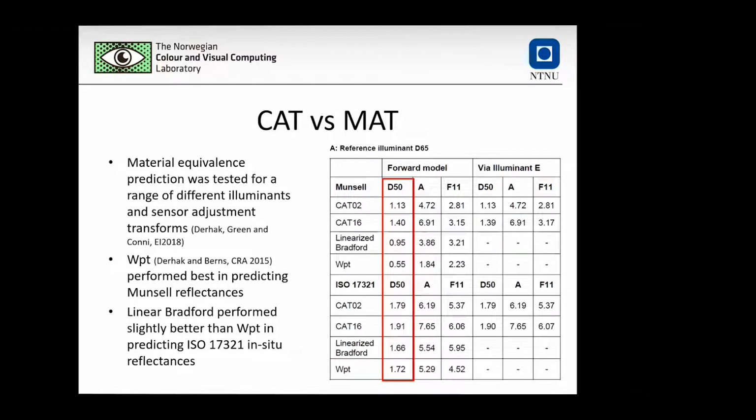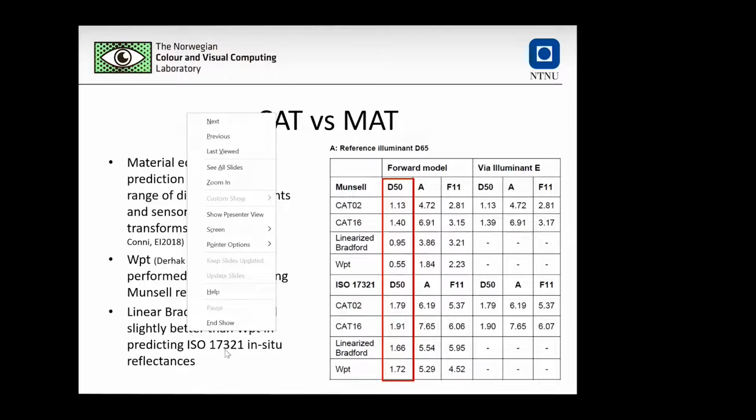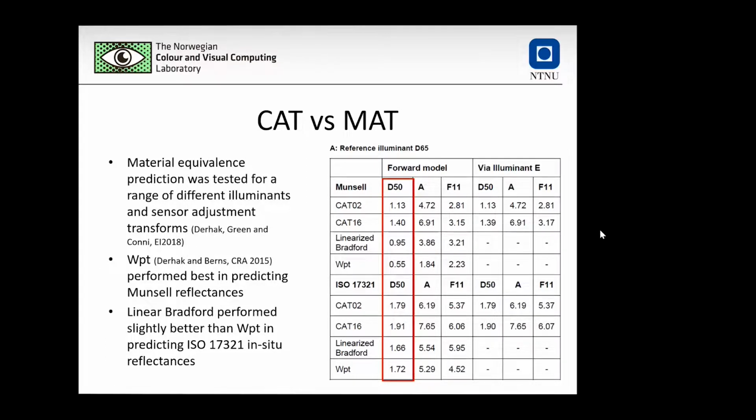And by the way, for Cat02 and Cat16, we applied the recommendation of the two-stage transform via illuminant E, and we didn't do that for Bradford and Waypoint because that's not part of the transform. So we used the recommended method, although because we're using a full degree of adaptation, what you can see from the results is that it actually makes no difference if you go via illuminant A or not. That two-stage approach is applicable when you have some degree of adaptation involved. But if you're dealing with full adaptation, then it's not going to help you at all.